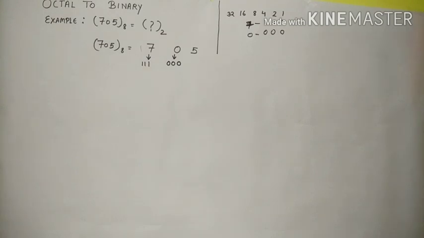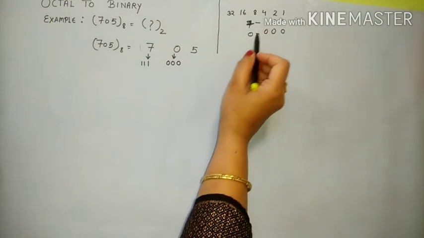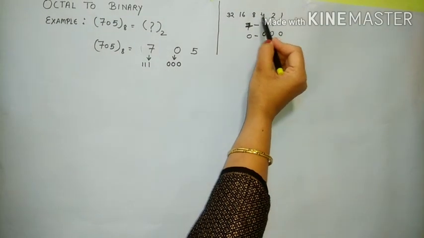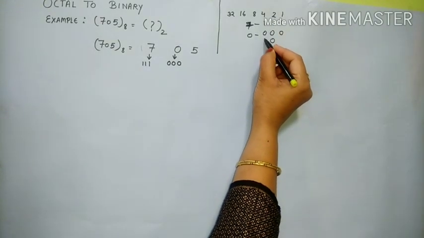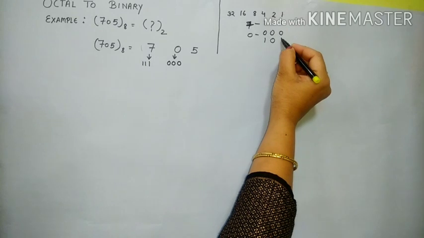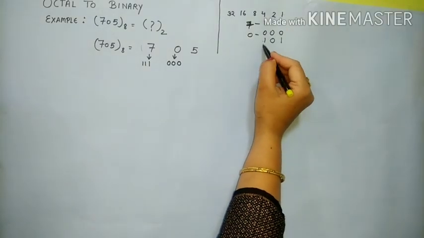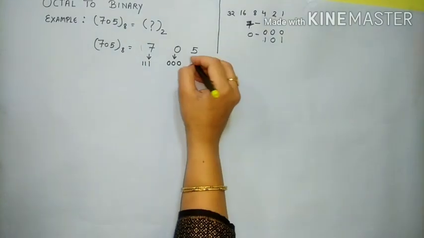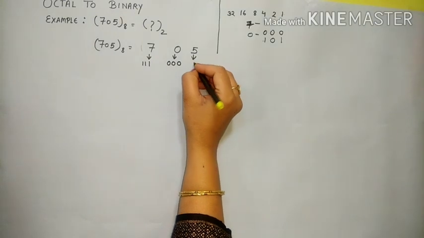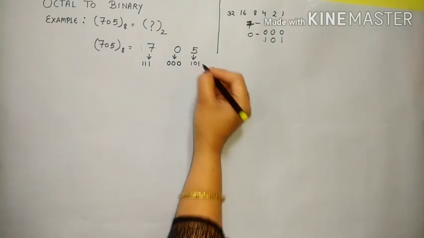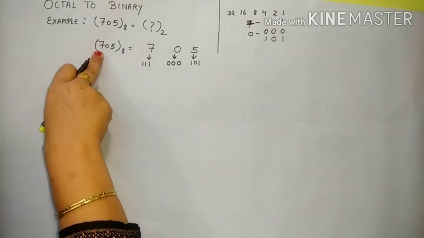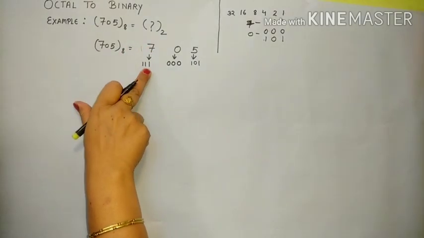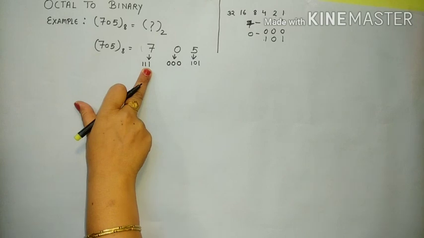After that, for making 5, the digits which are required are 4 and 1. In between, 2 is 0, we'll put that 0. 4 can be put as 1 and 1 can be put as 1. So 4 plus 1 will be 5. This way the equivalent value for 5 is 101. So we have converted every single digit of the given octal number to equivalent 3-bit binary representation.